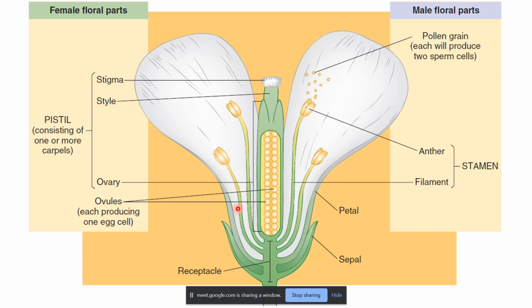Also the flowering plants will reproduce asexually, and asexual reproduction usually involves the stems or the modified roots, while the sexual reproduction involves the flowers, fruits, and seeds.